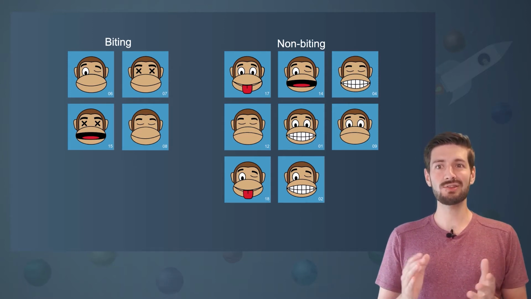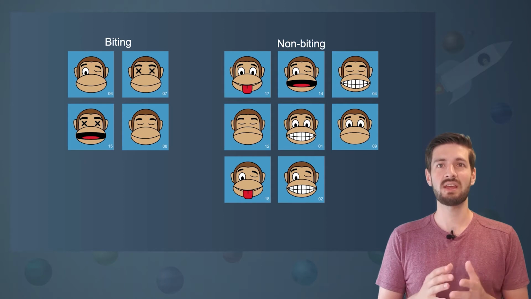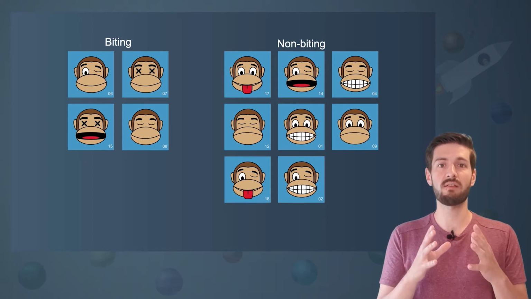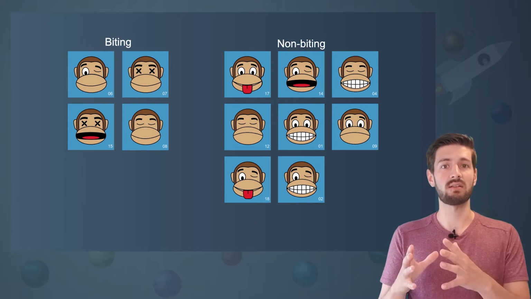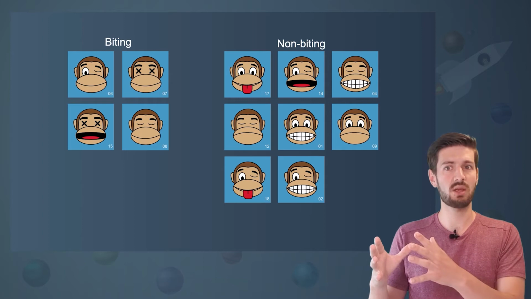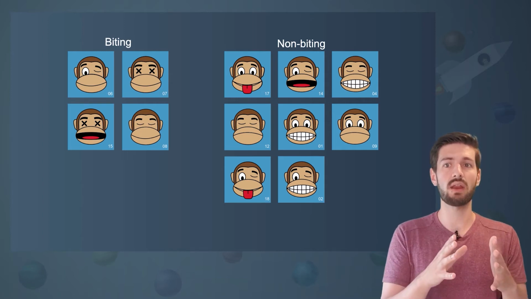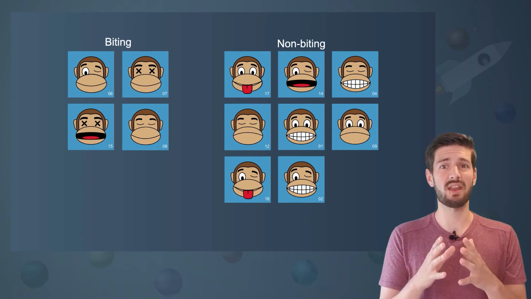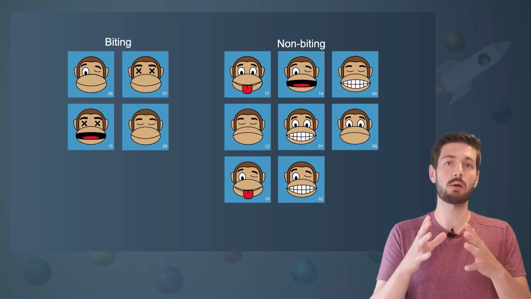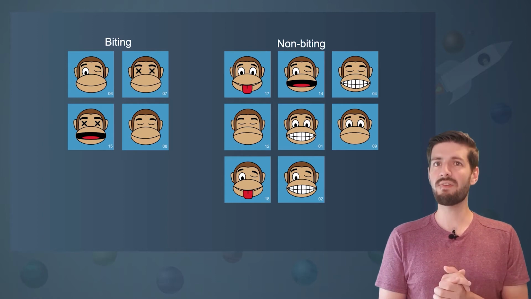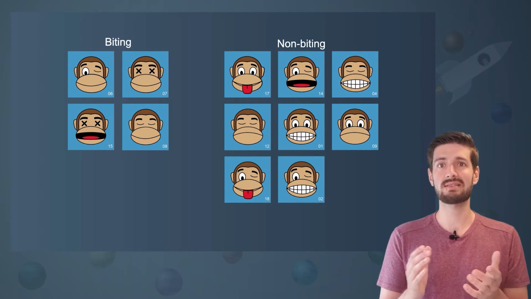Okay, so let's try to figure out those rules. If we compare both groups, we see that only monkeys that have egg-shaped eyes bite. So this might be a good starting point. If a monkey has egg-shaped eyes, we classify him as biting. But only using this distinction is not enough. We still have some monkeys that are biting and have no egg eyes. So let's refine our rules further in the next step.